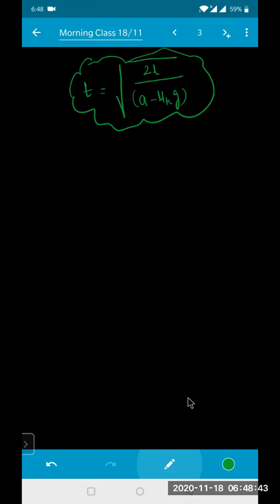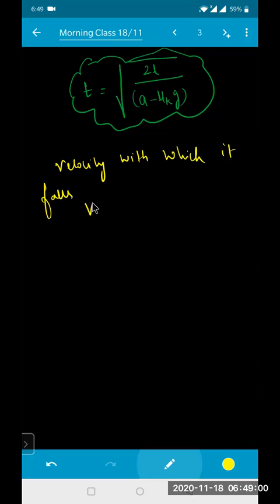Okay, now what is the velocity with which it falls? I can use the relation v is equal to u plus a into t. So v is equal to u plus acceleration into t. This u is equal to how much for me? 0. So acceleration is nothing but how much for me? This is your a dash. It is a minus mu k into g into t, isn't it?